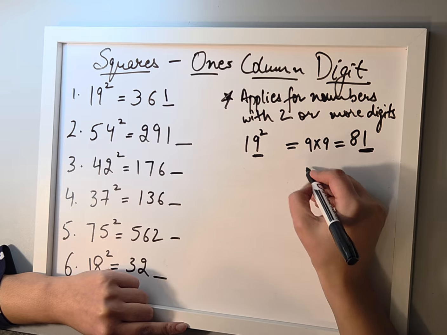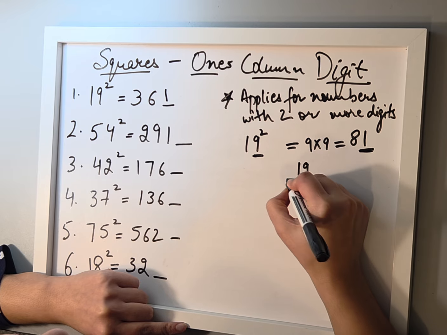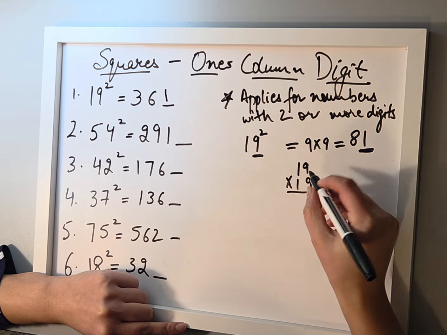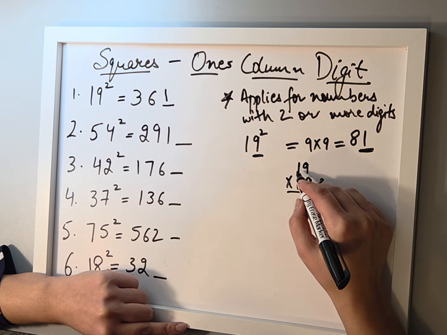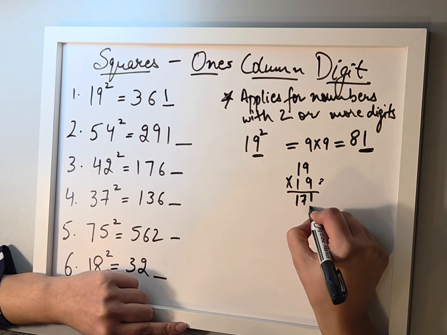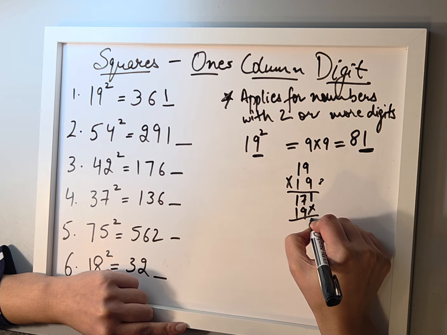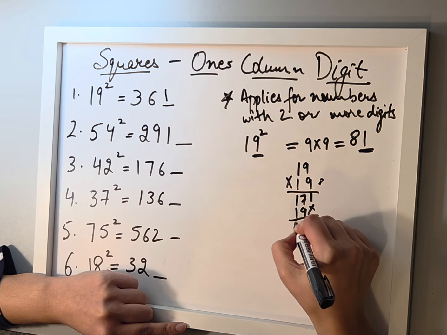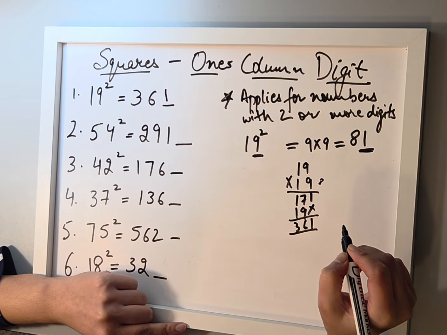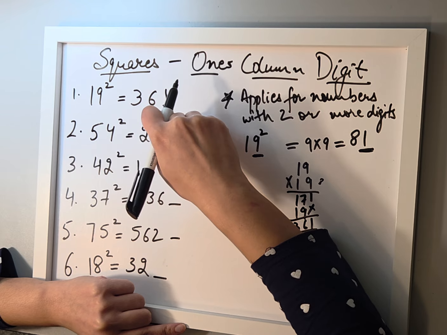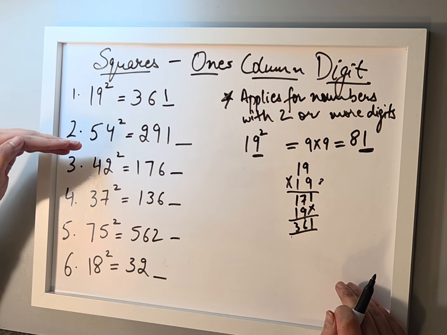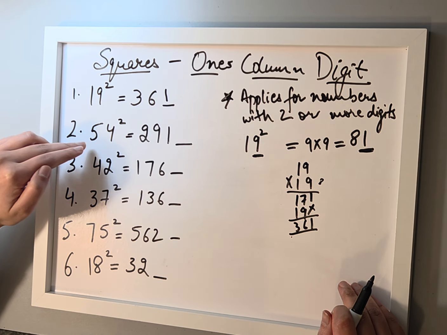Also, if we want to verify, if we multiply 19 into 19, 9 nines are 81, and 9 ones are 9, 17, 9 and 1, 16. So it comes out to be 361. So we've got the correct answer here. Let's try it on the next question.